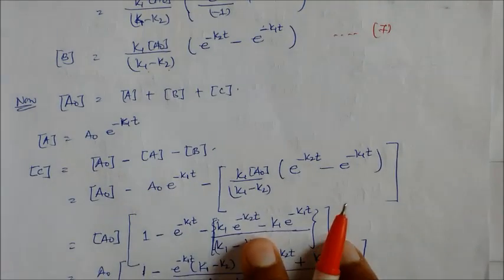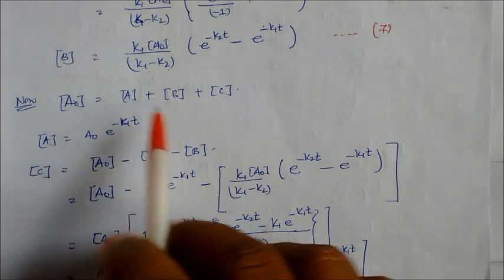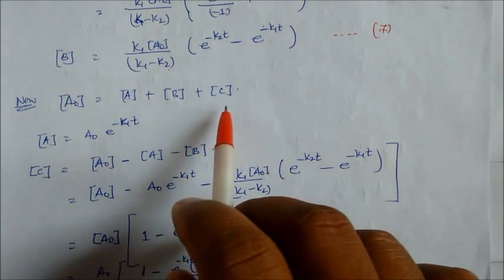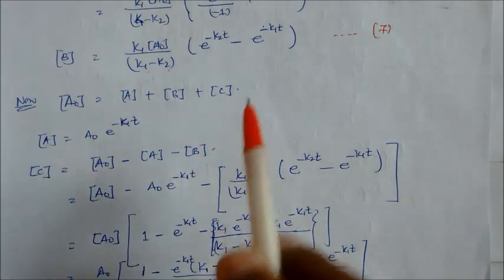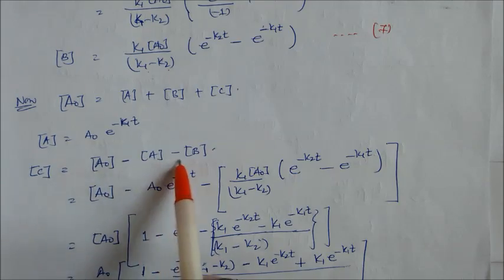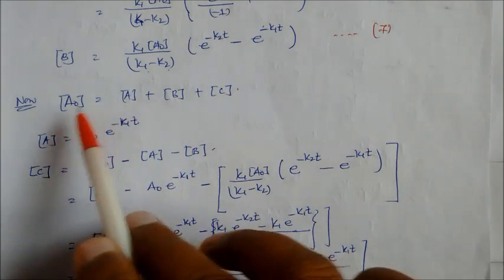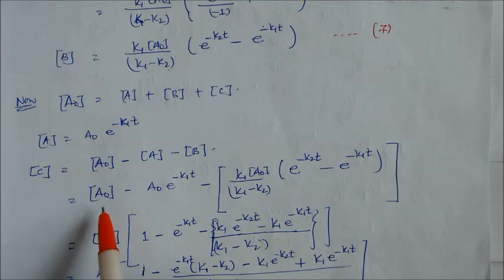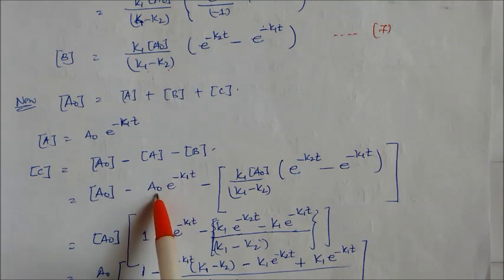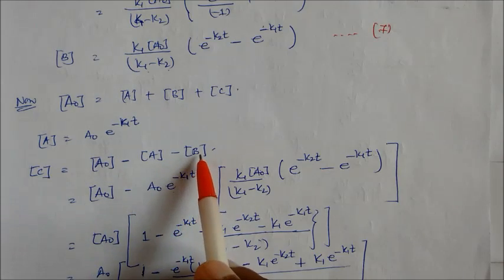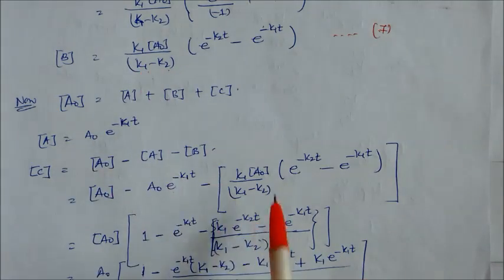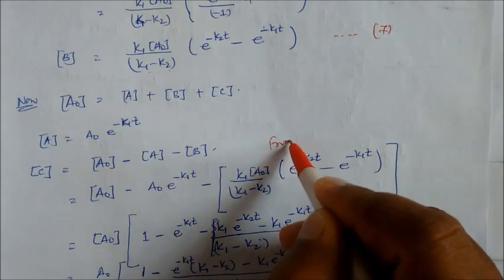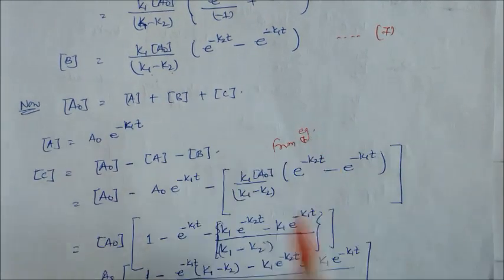So now we know that the initial concentration of A is nothing but the summation of these three concentrations at any time t. So this A can be written as this value, and C can be written as A naught minus A minus B. So you take C this side, so A naught minus A plus B. A naught is written as it is, and this A is written as A naught into e to the power minus K1 into t, and B can be written as this value. B we have already derived, so just substitute this value over here. This we can write from equation 7.